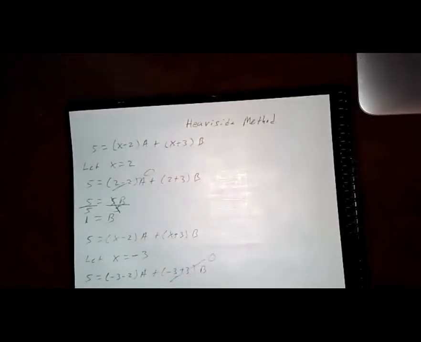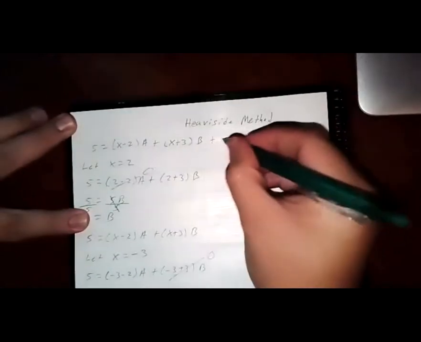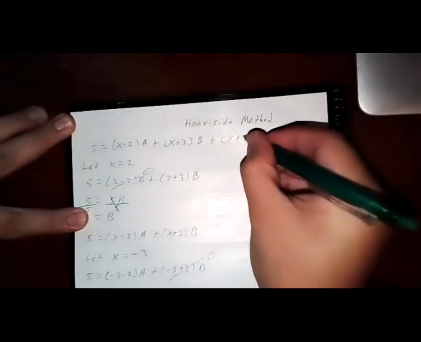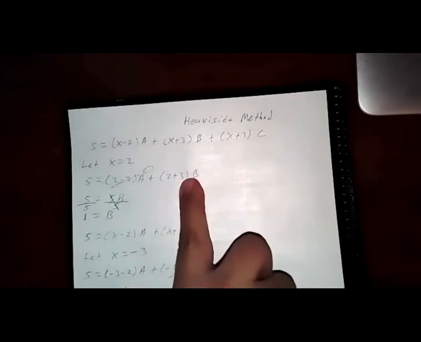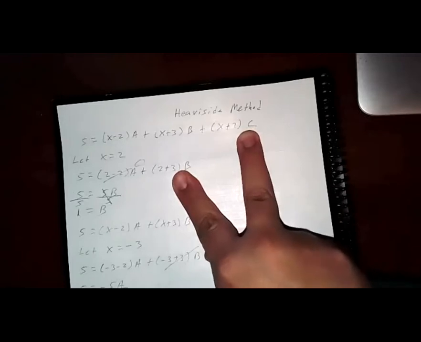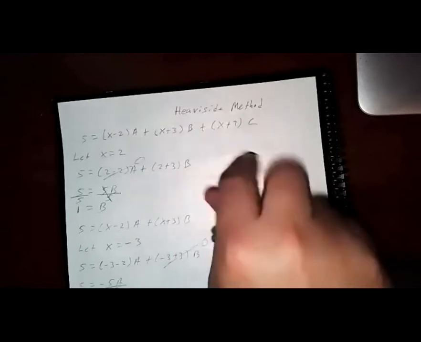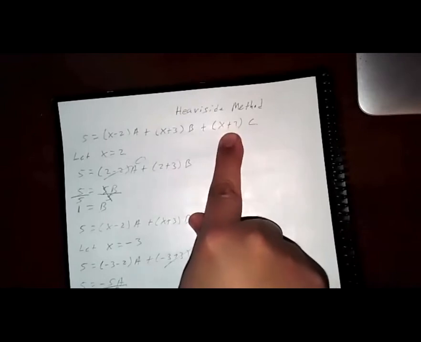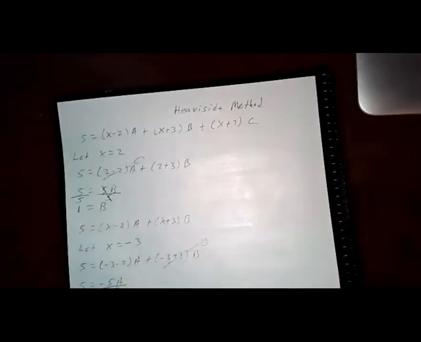For example, let's say I had, just for fun, you don't have to write this part down, x plus 7c, right? Now, if I let x be 2, you're going to be left with this part and this part, right? So now you cannot solve for b or c because you have 2 unknowns and 1 equation. So Heaviside would not be good if this happened. You want everything to cancel except the variable you want to solve.